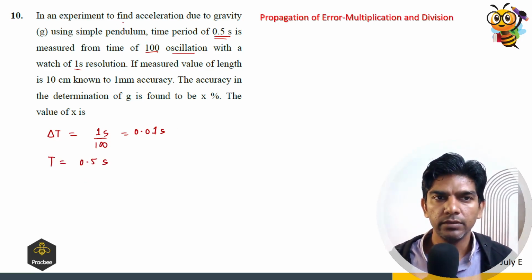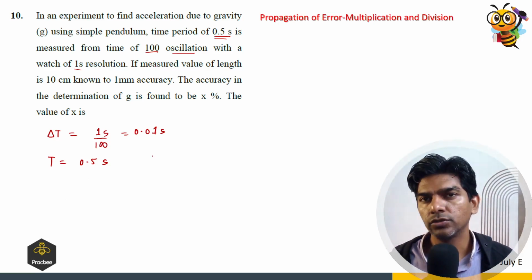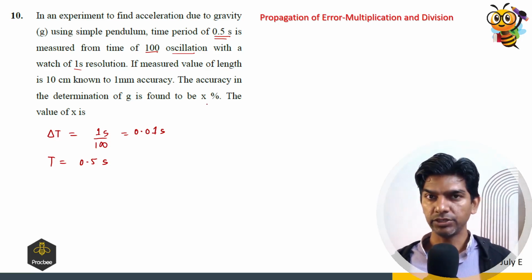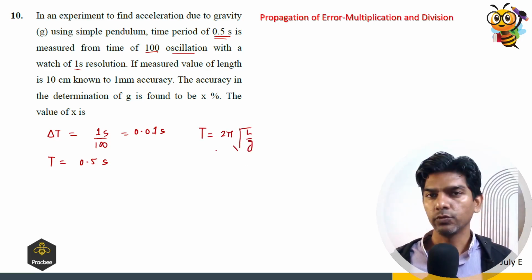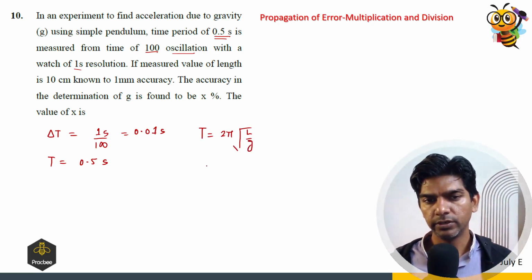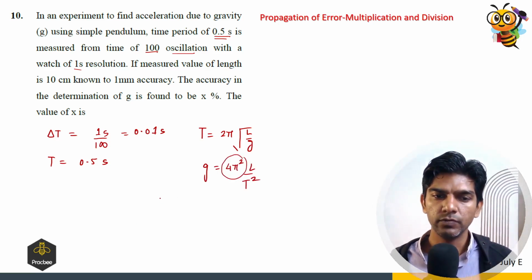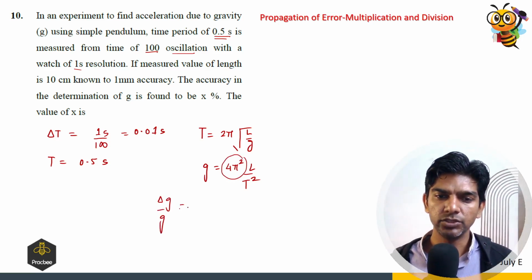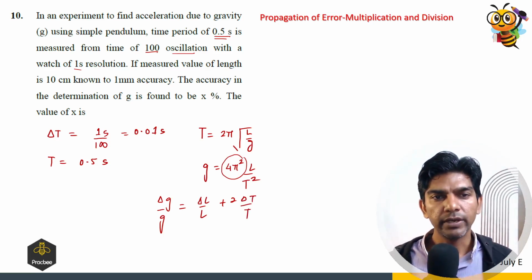And we want to find the acceleration due to gravity, right? So the accuracy in the determination of G. So we have to find percentage error in G. So we know the time period formula, that will be 2 pi root L by G. Let us square this and find G in terms of other physical quantities. So G can be written as 4 pi square L by T square. 4 pi square is constant. So we can say relative error in G will be relative error in L plus 2 times relative error in time.